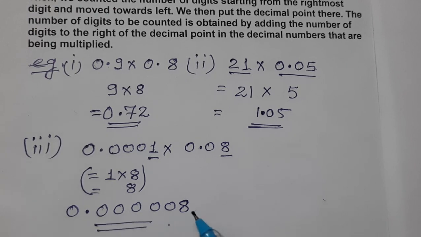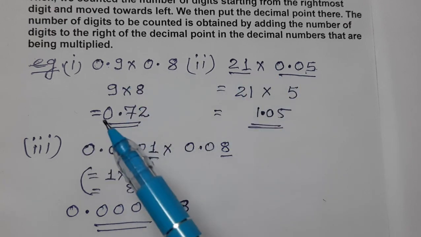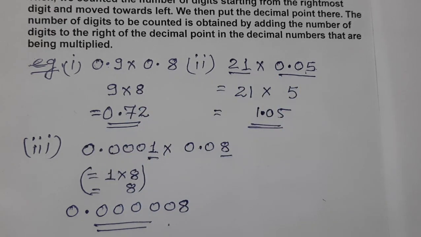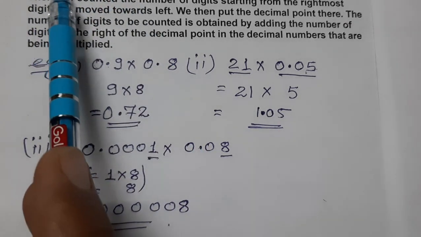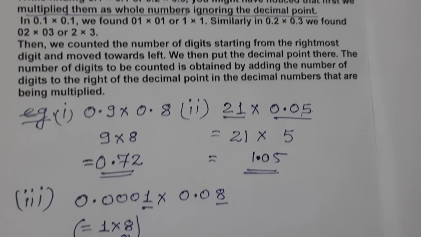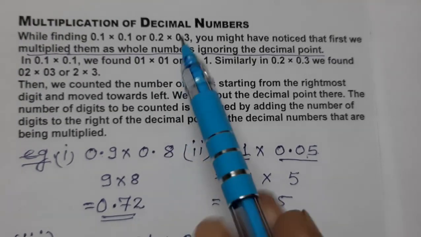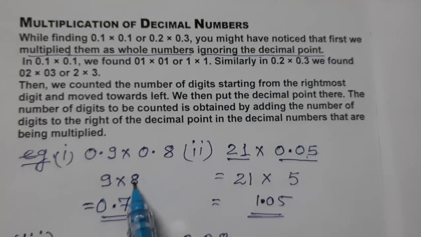So see, very easily we have done. We can do in the same manner any decimal number to whole number, or whole number to whole number, that you already know very well. So with the help of this, what is the rule? Whenever you multiply, first what you have to take? We have taken it as a whole number, ignoring the decimal point. So we have ignored the decimal point here also. There is no decimal point here.